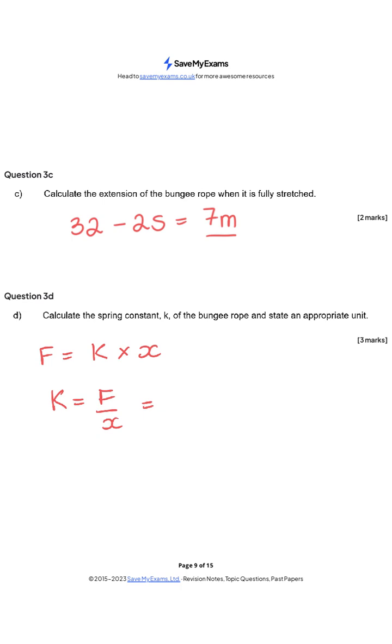So our force is going to be his weight. I'm going to use the full value, not the rounded up one. And we're going to divide that by 7. And you'll get 91.09 newtons per metre. So N/m. And I'm just going to round that to two significant figures again. 91 newtons per metre.